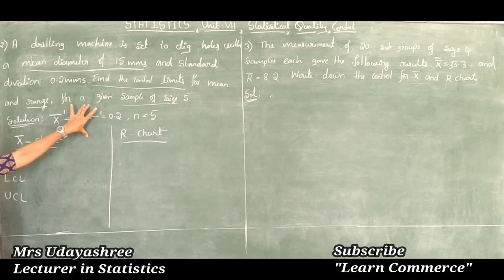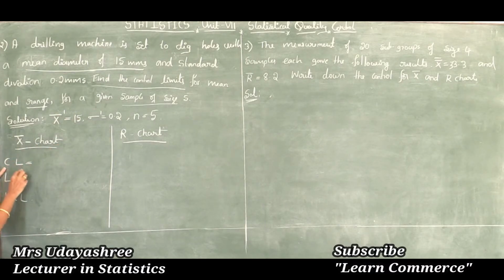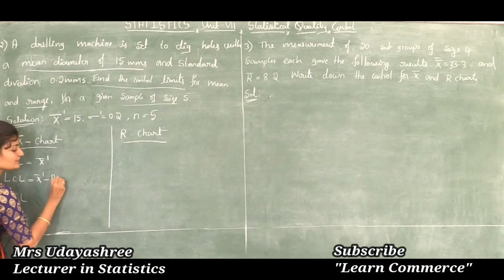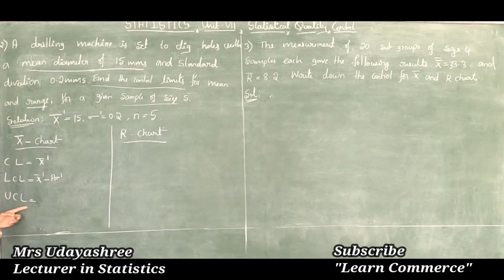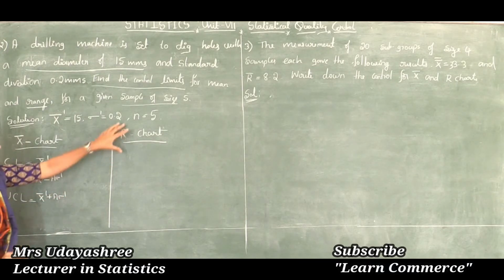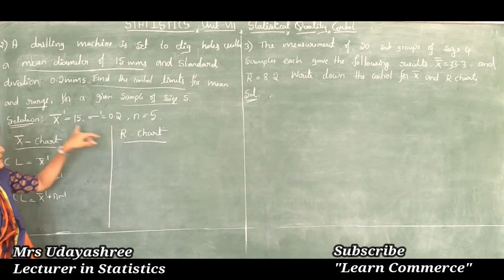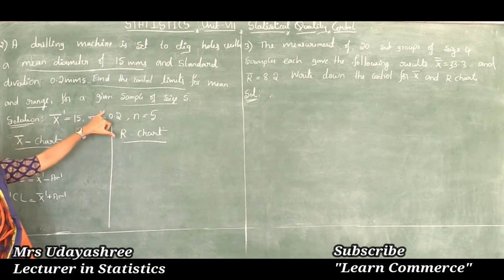In the standard known case, the x bar chart formula is like this. For central limit the formula is x bar dash, and for lower control limit the formula is x bar dash minus A into sigma dash. Then for upper control limit the formula is x bar dash plus A into sigma dash. I already told this is the standard known case. Why? Because here x bar dash and sigma dash values are given.